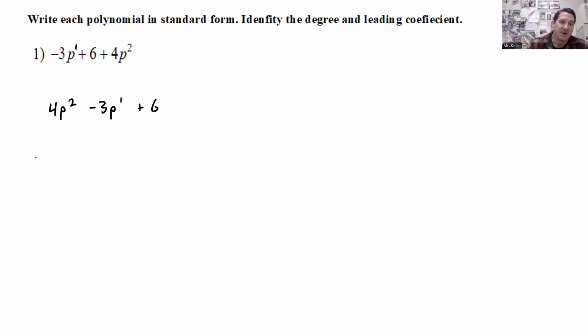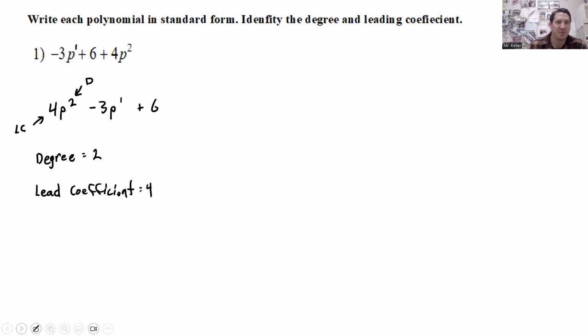All right. The degree is just whatever is the highest exponent. So the degree is 2. And then the leading coefficient is the number in front. So that would be 4.